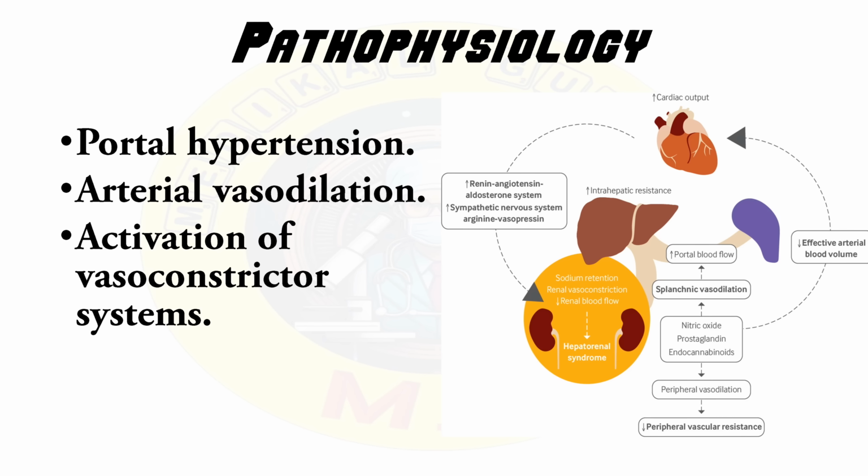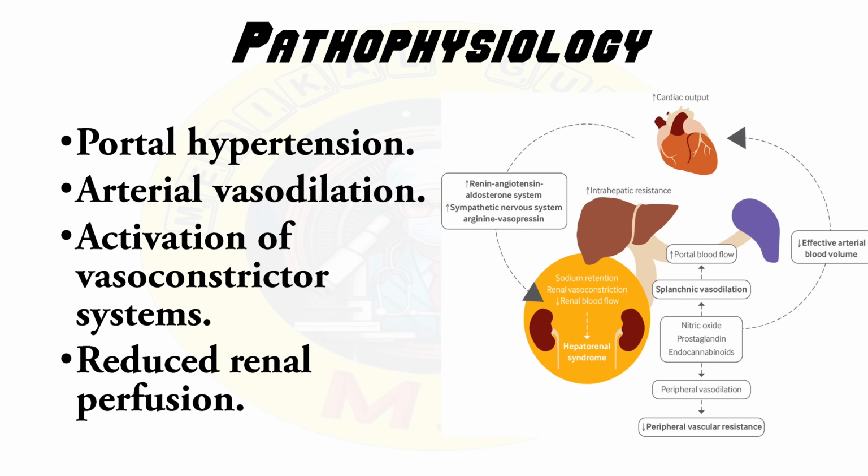Next and last is reduced renal perfusion. The combination of systemic vasodilation and renal vasoconstriction results in decreased renal blood flow, that is glomerular filtration rate (GFR), ultimately leading to the functional renal failure.